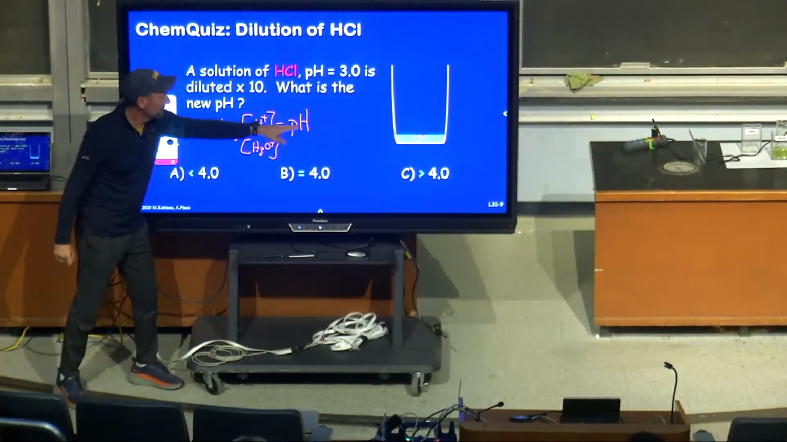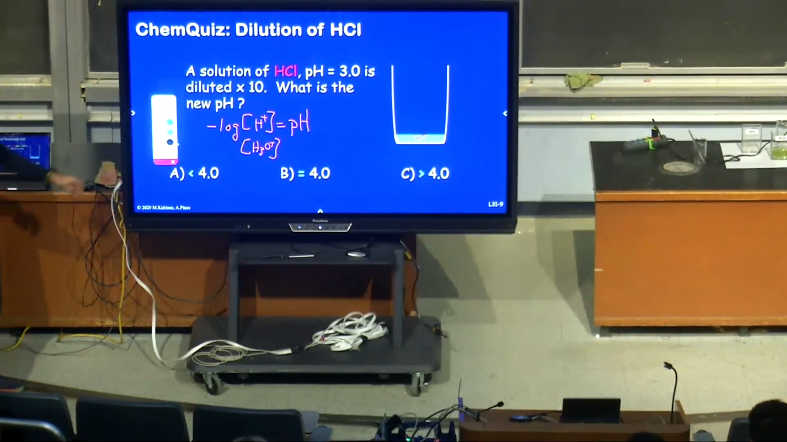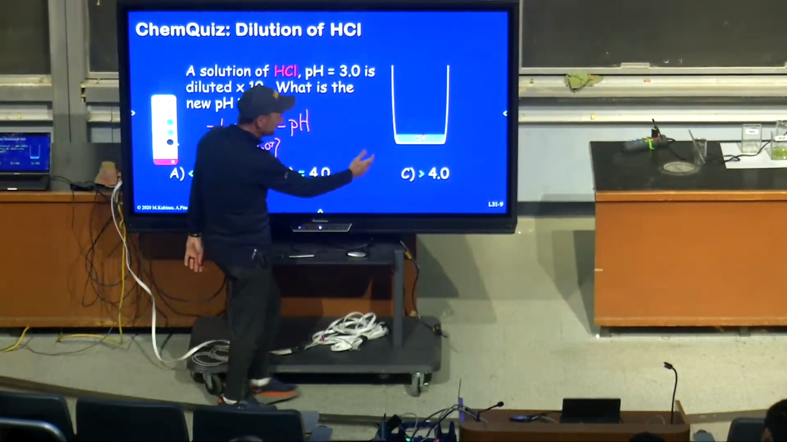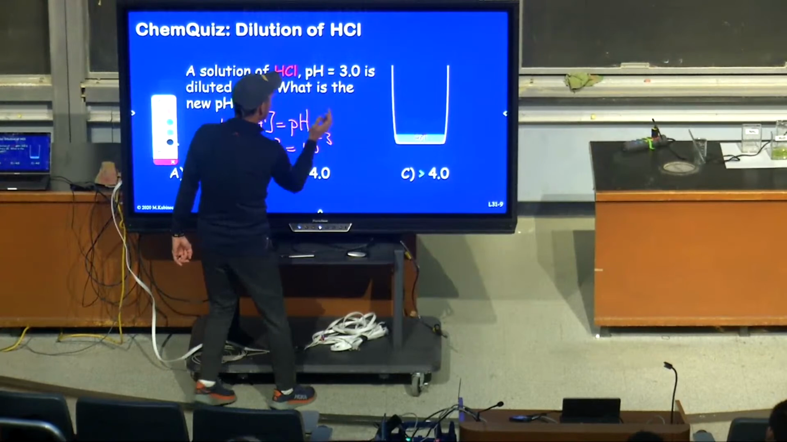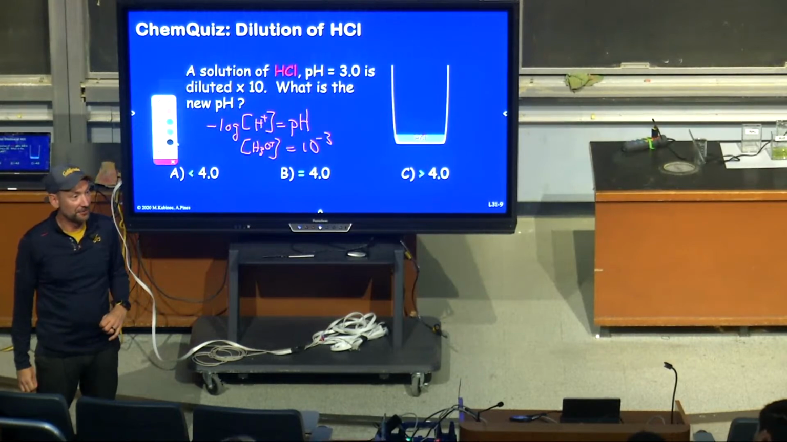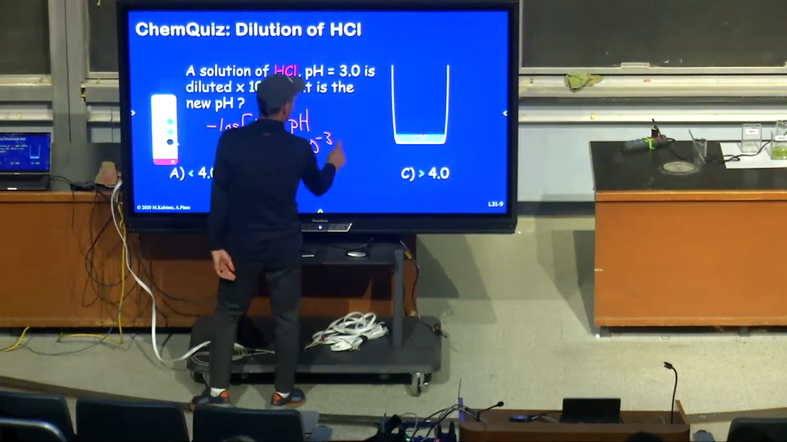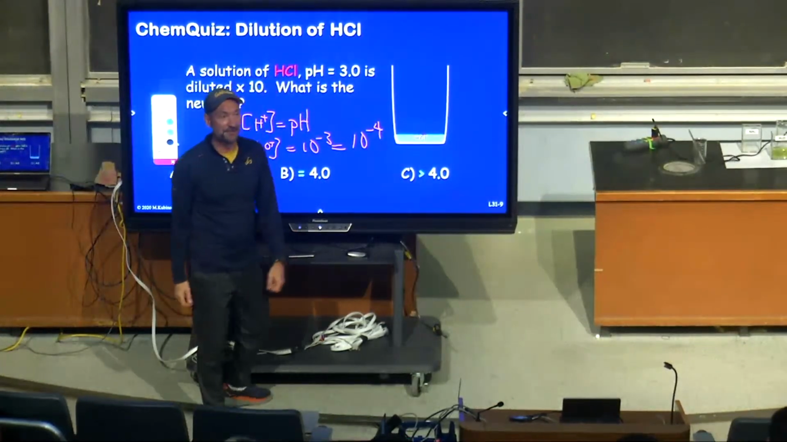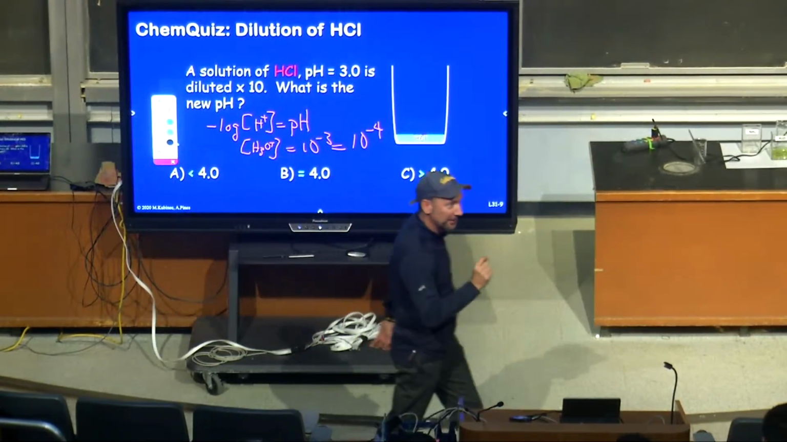And that makes it make more sense, doesn't it? pH. What's the new pH? Well, I started at pH 3, so my H plus concentration is 10 to the minus 3. I dilute it by a factor of 10. What happens to the H3O plus concentration? It goes down by a factor of 10, so now it's 10 to the minus 4. So what's the pH? 4. Okay, nothing mysterious there, is there?